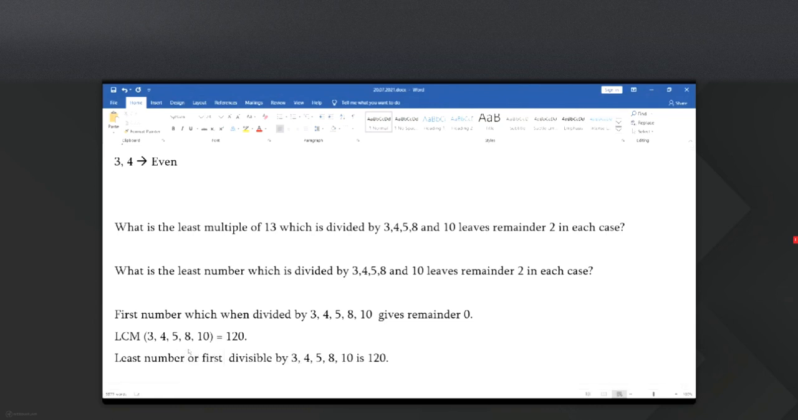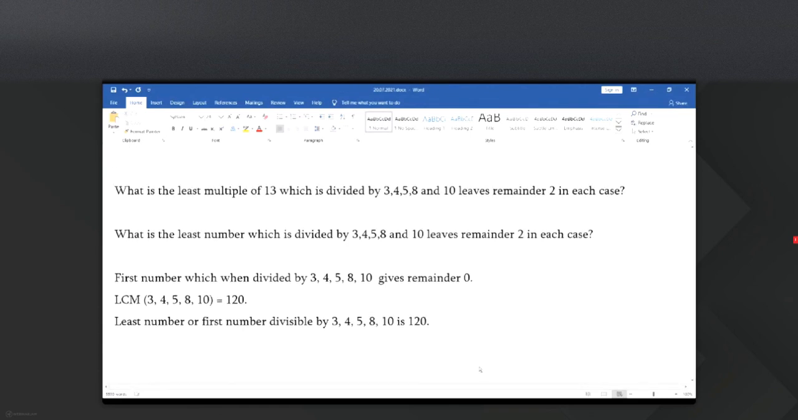Okay, or I can call it the first number divisible by 3, 4, 5, 8, 10, which is 120. Now, if the question is what is the least number which, when divided by 3, 4 and so on, leaves remainder 0, the answer is 120. But the question is remainder 2. So how do you get remainder 2? You have to add 2 to 120.